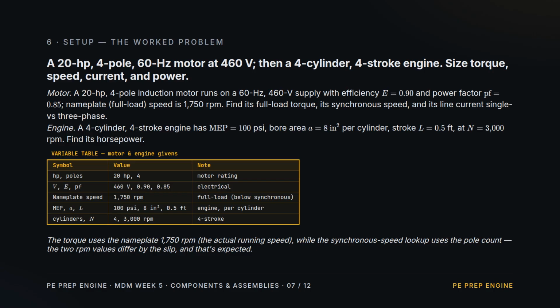Setup: a 20 horsepower, 4-pole motor on a 60 Hz, 460 volt supply, with efficiency and power factor given, and a nameplate speed of 1750 RPM. We'll find its full load torque, its synchronous speed, and its line current on single versus 3-phase. Then a separate 4-cylinder, 4-stroke engine with a given mean effective pressure, bore area, stroke, and speed. Find its horsepower. Note the torque uses the running speed while the synchronous lookup uses the poles. The difference is slip. Solve.